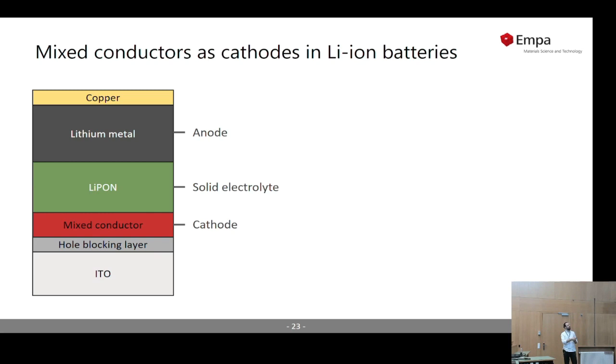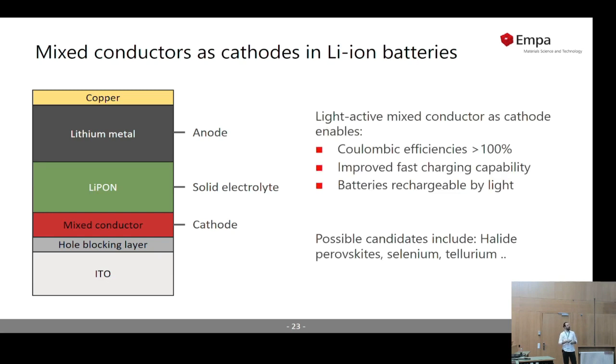And how do we do this? We typically fabricate a thin film battery, like this, all with PVD processes. We have our transparent back contact with a blocking layer. Then we put our cathode here, which is a mixed conductor, with a solid electrolyte, which separates the anode from the cathode and is a pure ion conductor. And then we have our lithium metal anode, which is evaporated.